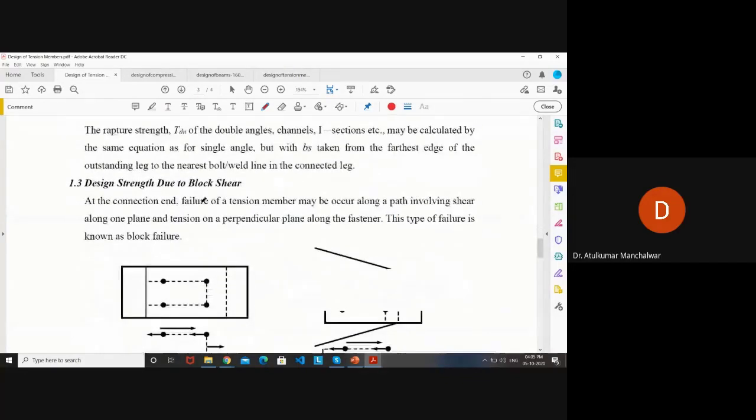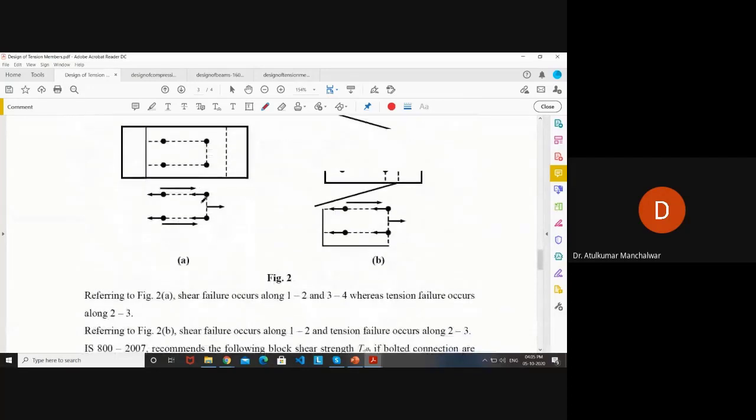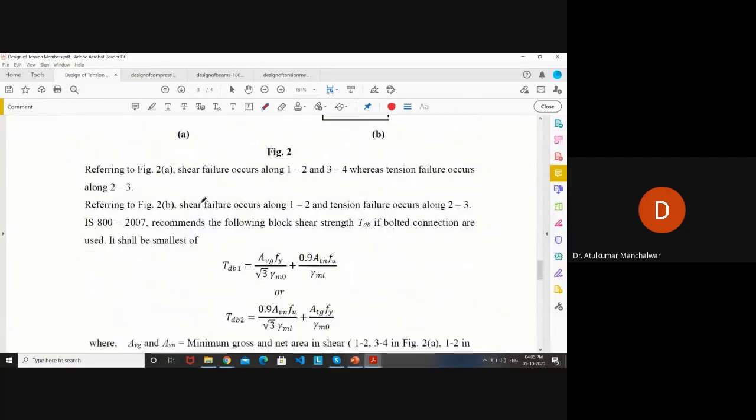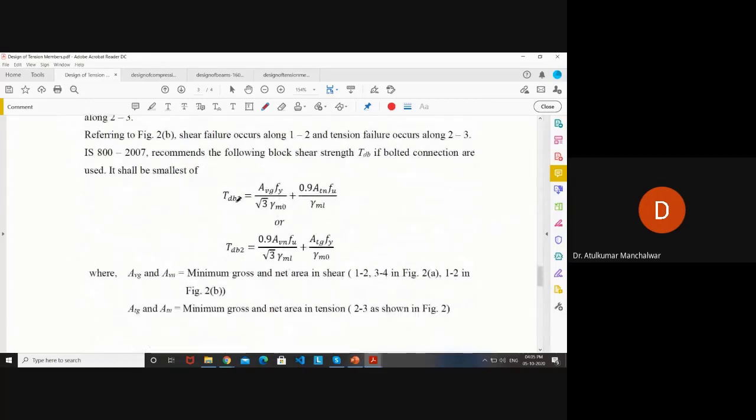And for the other sections, this is the block shear check for the particular problem. So you need to calculate these two values. In these two values, there will be the Avg and Avn. This is the minimum gross and net area in shear, and minimum gross and net area in tension. So the shear area and tension area are required to calculate these two strengths.